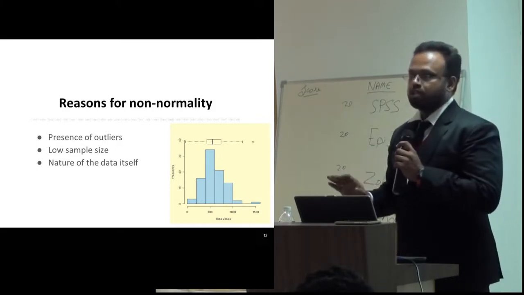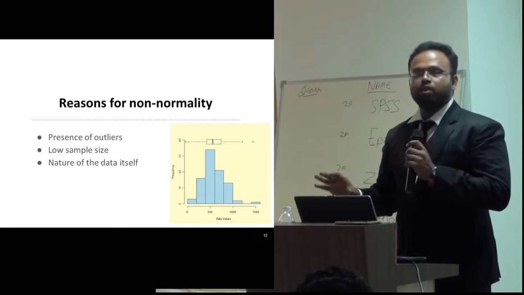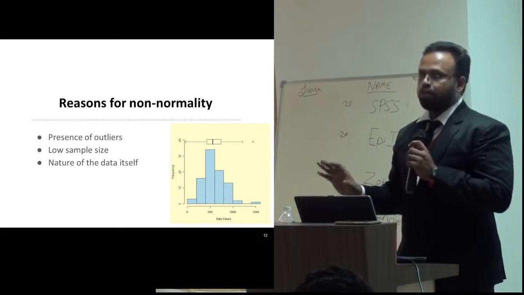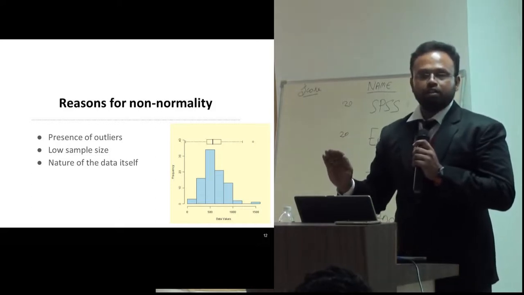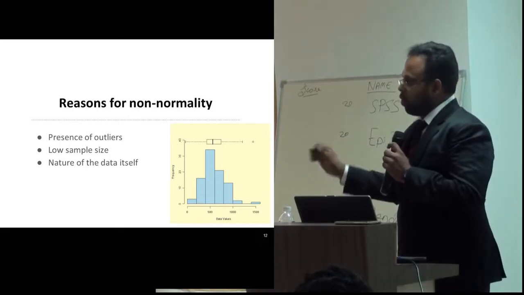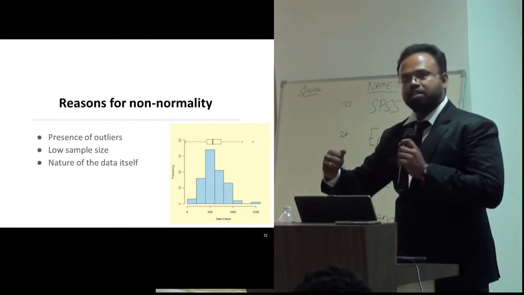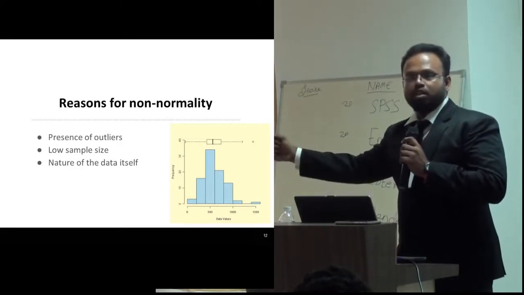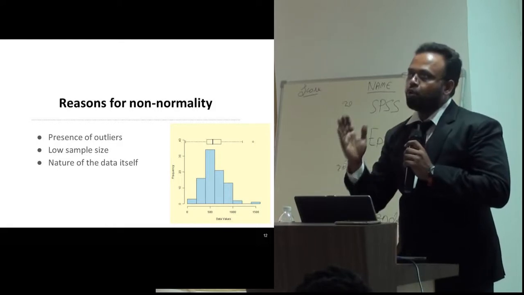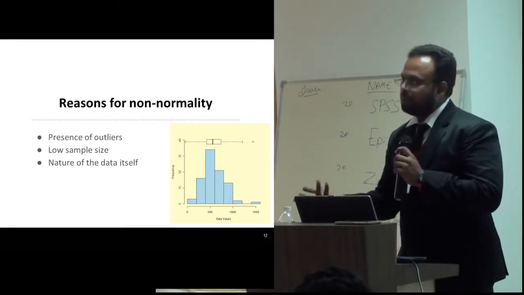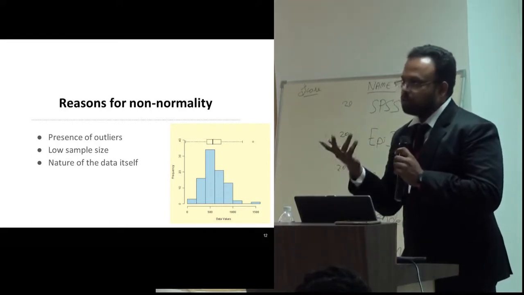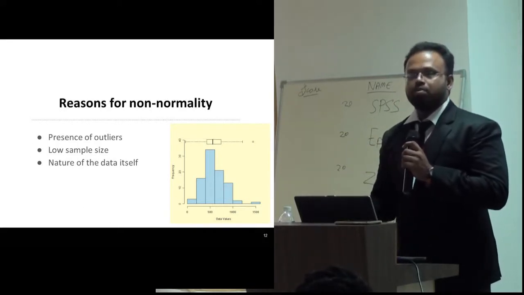Presence of outliers. In every situation there will be outliers. For example, if you plot the income of India, there will be Ambani and Adani, who always pull the average income of the country towards the right side. Most of the people will be in the lower and middle income. So you can't help it. That is the nature of India. So it is not normally distributed. Your income is not normally distributed.